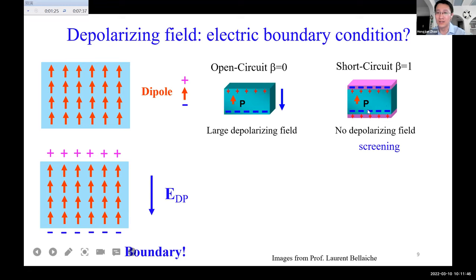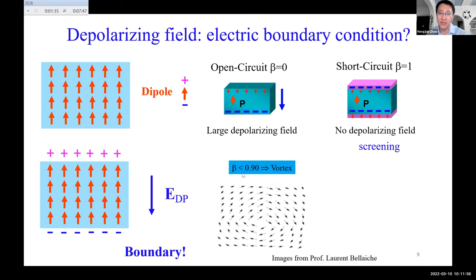In that case, the surface charges are compensated, so there will be some screening effect. Then based on some simulations, for example, when beta is smaller than 0.9, you will have some vortex structure. It means even a small depolarizing field will greatly change the dipole pattern from the parallel case to some vortex.